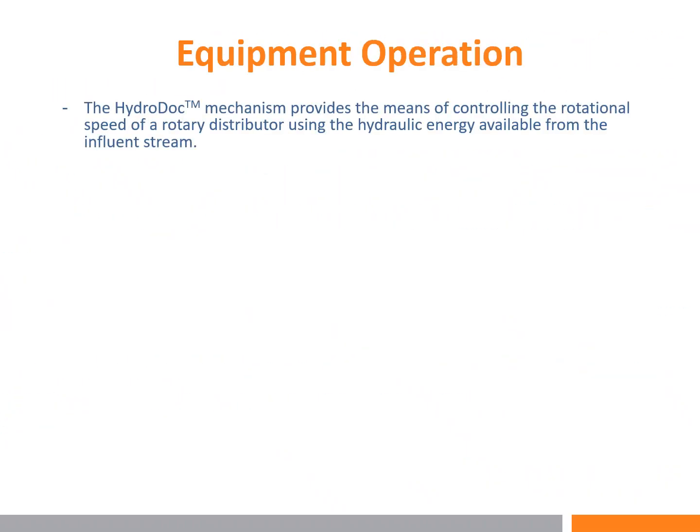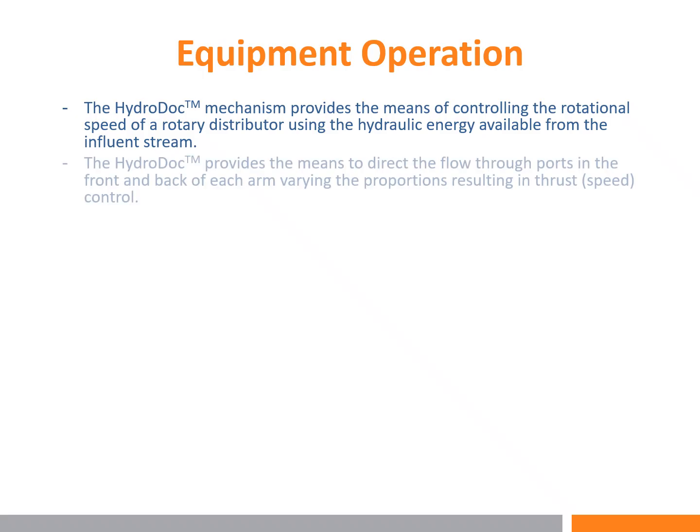The HydroDoc mechanism provides the means of controlling the rotational speed of a rotary distributor using the hydraulic energy available from the influent stream. The HydroDoc provides the means to direct the flow through ports in the front and back of each arm, varying the proportions, resulting in thrust or speed control.